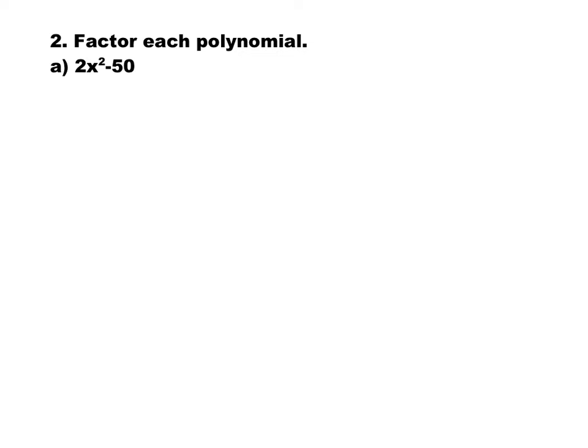The next example we have is 2x² minus 50. Again, because the leading coefficient is 2, I cannot use sum and product. So I'm going to use the common factor. For 2 and 50, the common factor is 2. So I take 2 out and I get x² minus 25. Now remember the difference of squares? Because the square root of x² is x and the square root of 25 is 5, I can write this one as 2 times x minus 5 times x plus 5.